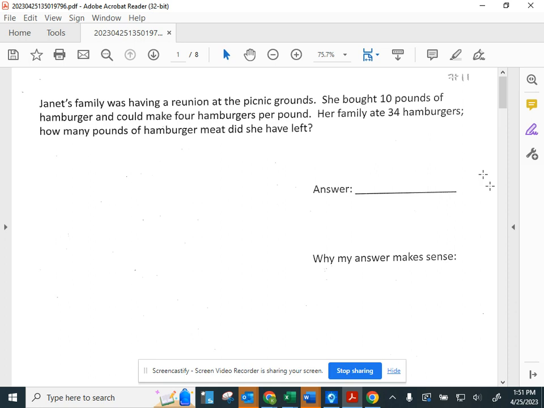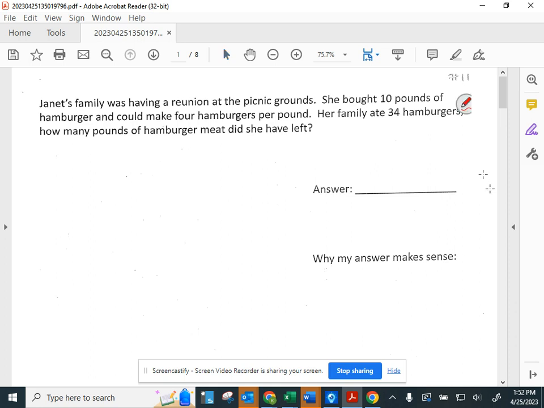So our first page says Janet's family was having a reunion at the picnic grounds. She bought 10 pounds of hamburger and can make 4 hamburgers per pound. Her family ate 34 hamburgers. How many pounds of hamburger meat did she have left?